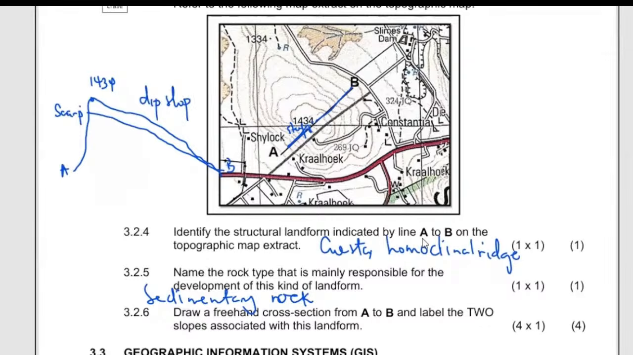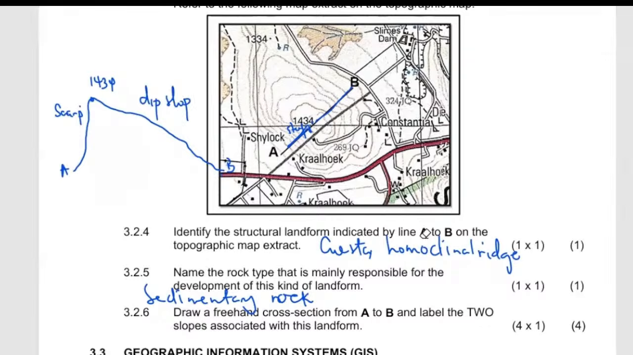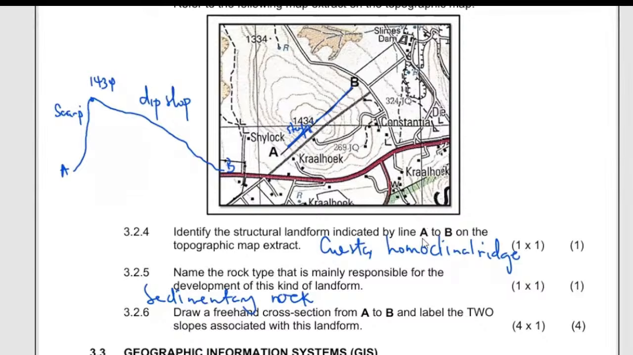So if it's just a cross section, we're just drawing a line like that to show that on this side there is a general slope going upwards, and our highest point is somewhere there where there is that spot height. Then we come down towards A like that. That is the shape of our landscape.